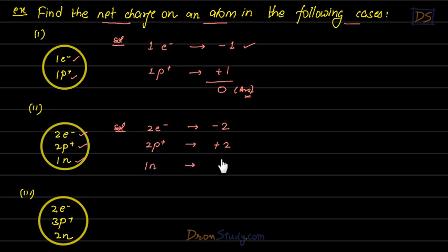So due to the neutron, how much charge will we have? We'll have no charge because the neutron has no charge. So if we sum all of them, once again we have 0 charge. So we can say, students, that inside the atom, the net charge is 0. Net charge is 0 once again inside this atom.